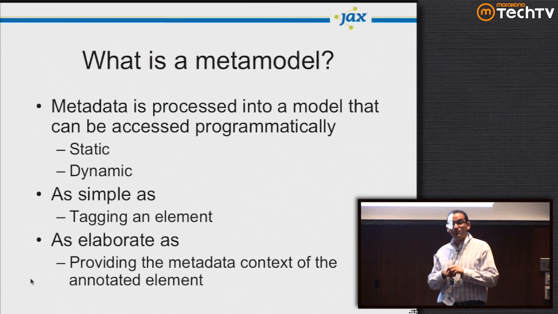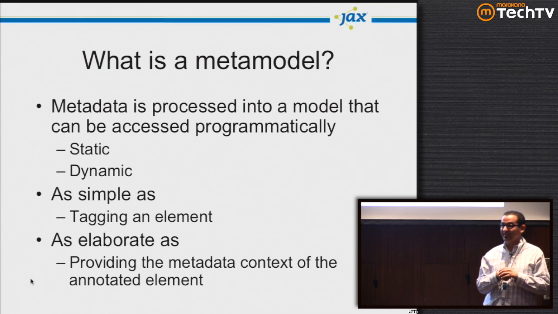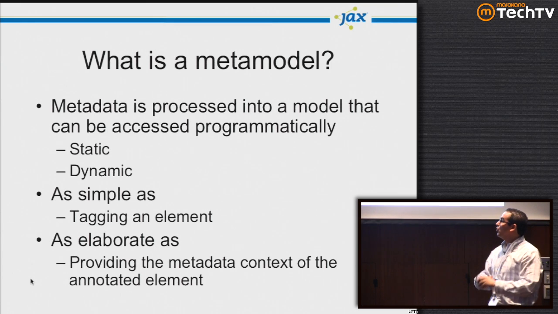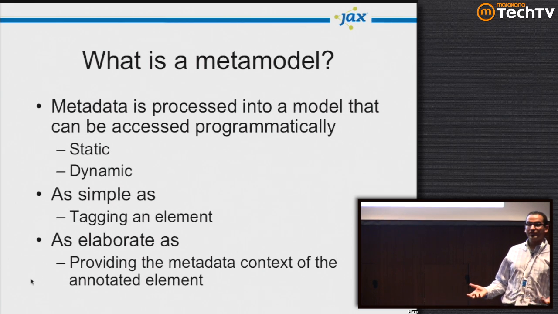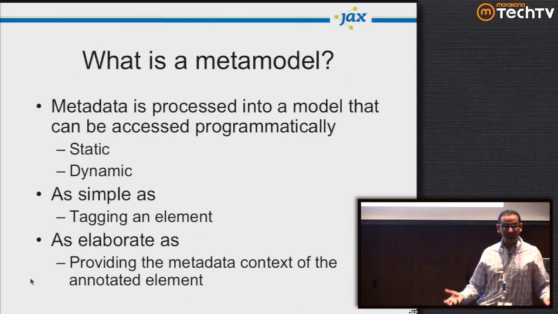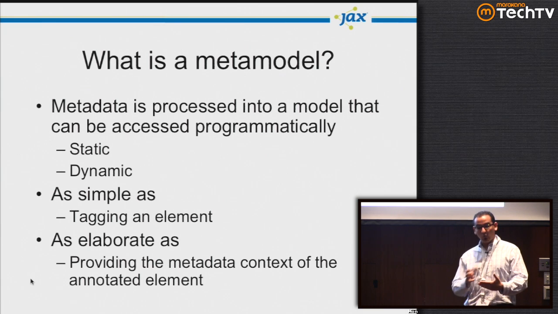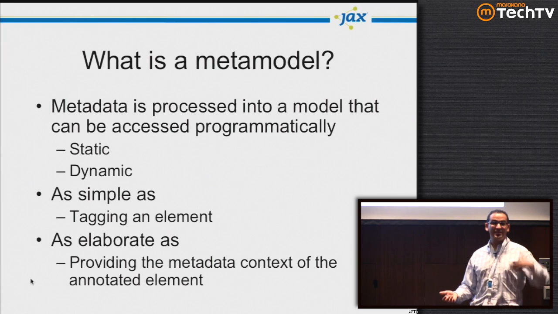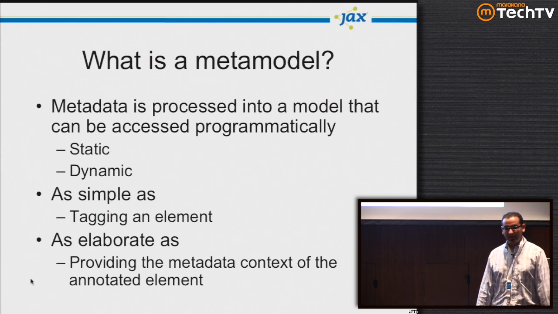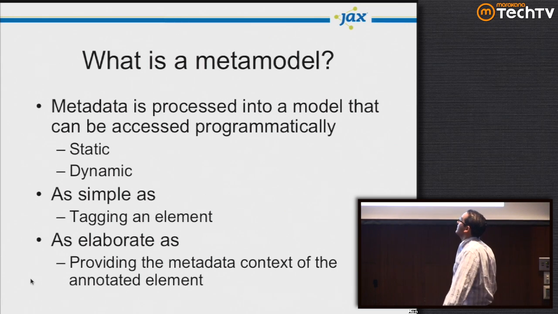A meta model can be nothing more than simply tagging the annotated element as an ID: this is the ID of my class. Or it could be something as complex as providing the metadata context of the annotated element itself. This being said, a field can have 3 different annotations that bring in attribute values with them, or it could be simply a tag: this is an ID, or this is unique, or this is supposed to be a not-null value for JSR 303.